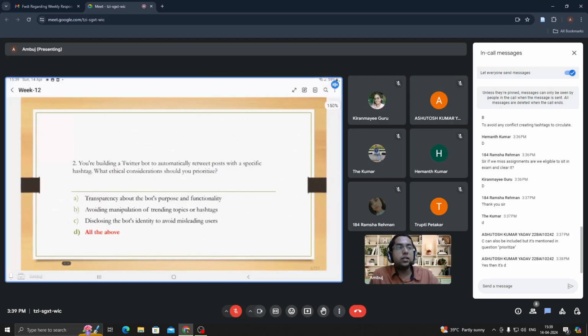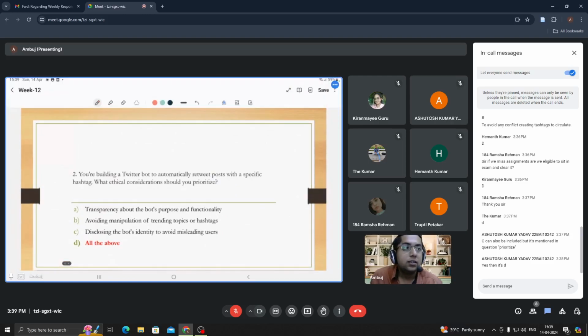Let us look at the options in great detail. See, the question says I am building a Twitter bot. What is a bot? I told you. Then you have to automatically retweet posts with a specific hashtag. Automation is the keyword. It is not manual. It is automated. So what ethical considerations should I prioritize? Option A: transparency about the bot's purpose and functionality. It would serve a major role.